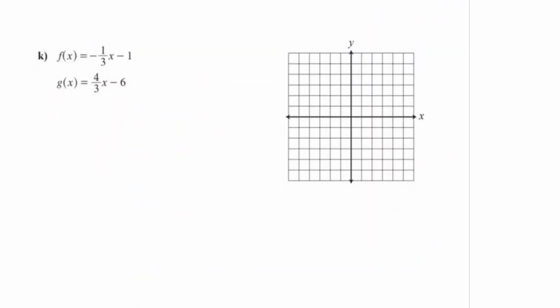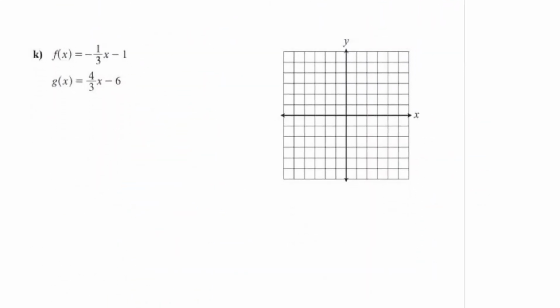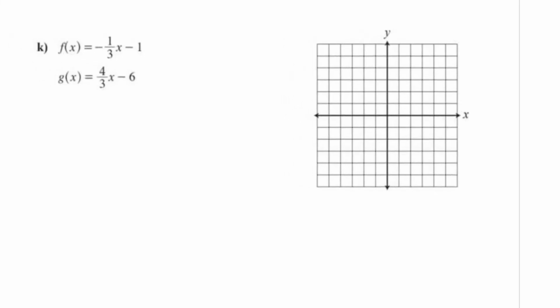Let's go ahead and do the last ones. I think it was K and L. I like K because you don't have to do any algebra. It's pretty much all done for you here. So let's go ahead and just graph these. I have a -1 here, so that means you go down 1. And then I have -1 over 3, so that means you go up 1, left 3. So up 1, left 3.